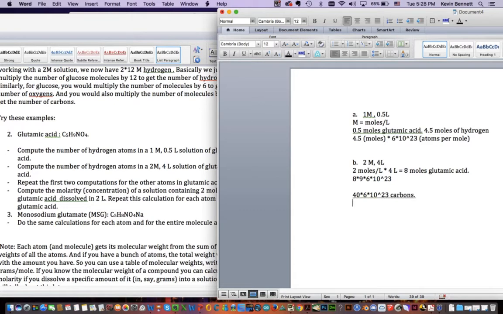And if you want to solve it for oxygens, you do the same thing. Again, just oxygen associated with glutamic acid, you would say 8 moles of glutamic acid, and for every mole of that, you have 4 oxygens. So 8 times 4 times 6 times 10 to the 23rd. And that's it.